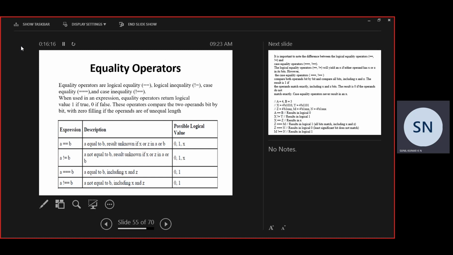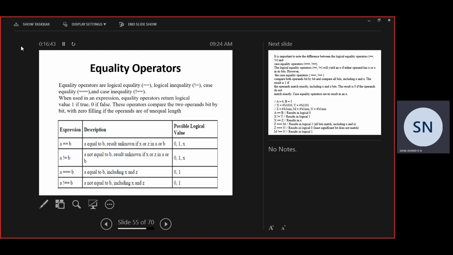So equality. So here we are going to have two kinds. One is the normal equality operator, equal and not equal. The second is the case equal and case not equal. So what is the difference between these two? You can see on the right side the possible values for a equal to b. So equal to b means what? If a and b both are equal, then what is going to happen?